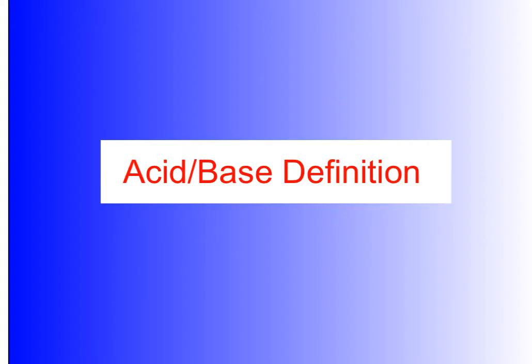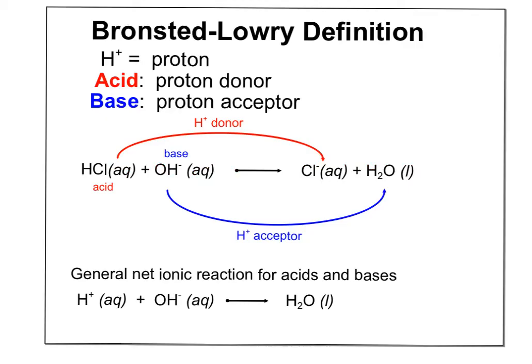So now that we're in the acid-base unit, we need to be able to define what an acid is and what a base is. There are lots and lots of definitions out there, but for our class this year, we're going to look at the Bronsted-Lowry definition. In this definition, we think of the H plus ion as a proton, so an acid is known as a proton donor, giving away H pluses. A base is a proton acceptor.